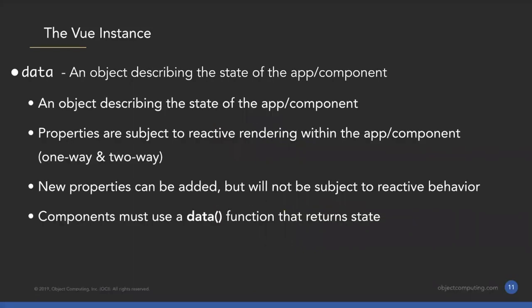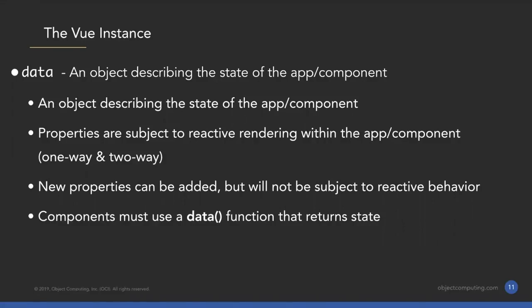The next really important one is data. Data really expresses the state. So if you're familiar with React, this is the equivalent to the state object in a React component. So the data object describes the data within this Vue instance. And notice I have here app/component. Again, we'll talk about the distinction in a minute, but that essentially means an instance versus a component. They both have a data function, or a data object rather. And the data object's properties are subjected to reactive rendering. And so that means that when you update something in the data object, anywhere else where it's being used is going to also be updated.